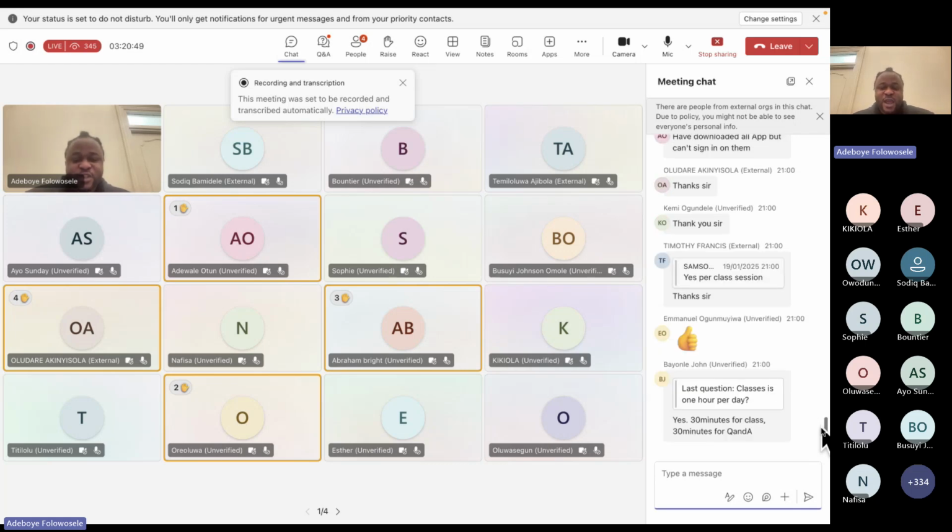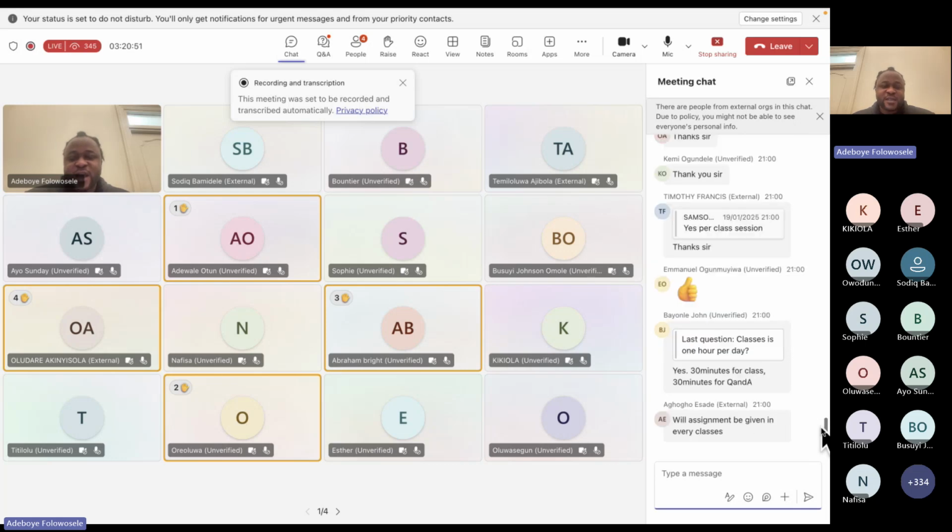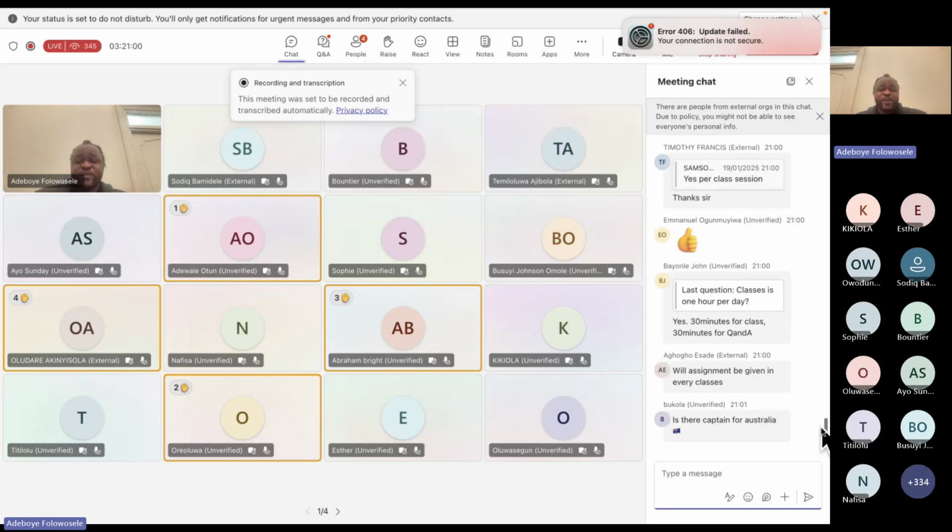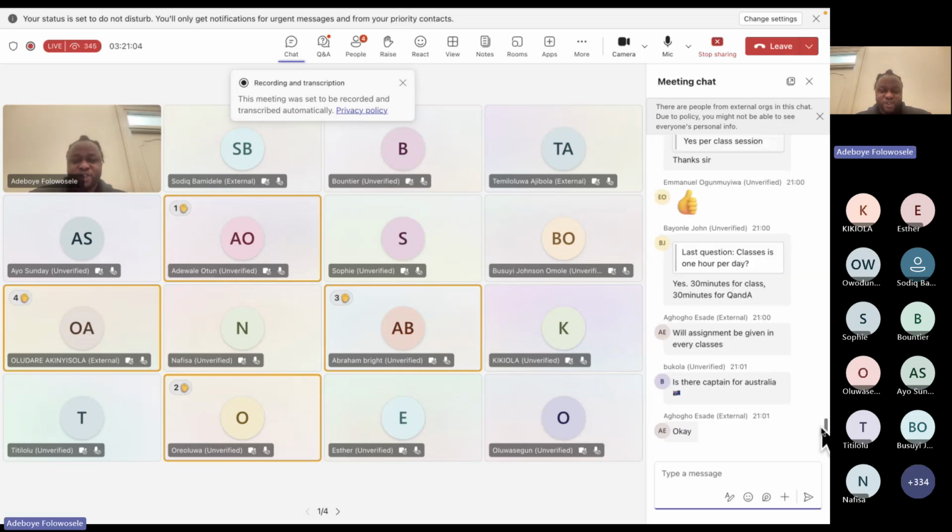So 30 minutes for class, 30 minutes for question and answer for lectures. For assignments, I'll be giving you little assignments per week, but there will be a big assignment after the training.